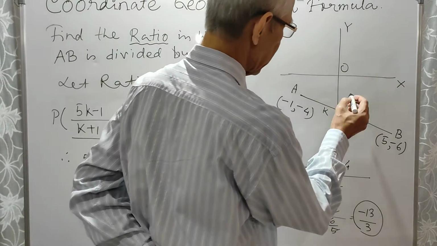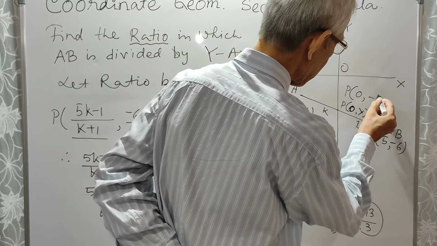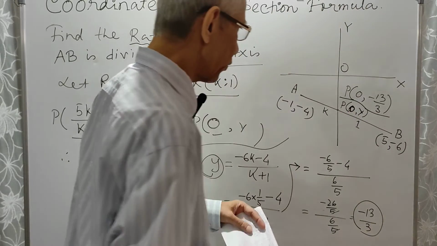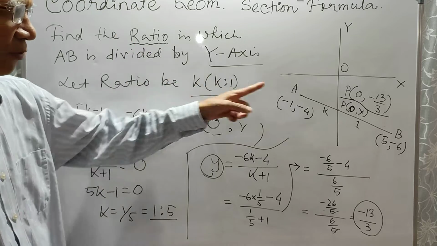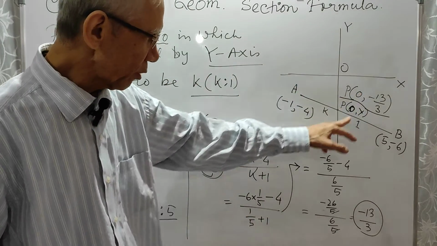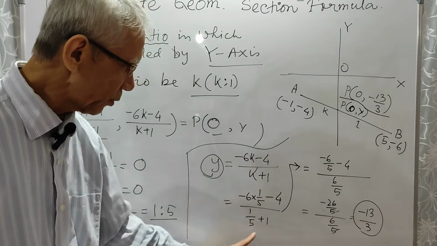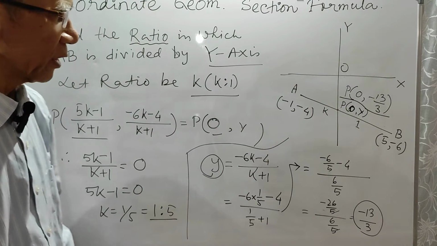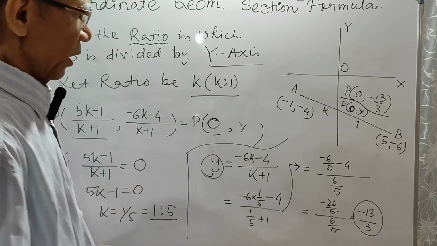Now we know this point. So what is this point P? 0, minus 13 by 3. So this is the answer if you are asked to find out coordinates of P. So the second part of the question is find the coordinates of P. The x coordinate we already know is 0. The y coordinate we found out this way, by putting the value of k, so minus 13 by 3. So finally, the coordinates of P are 0, comma minus 13 by 3. Okay. All right.